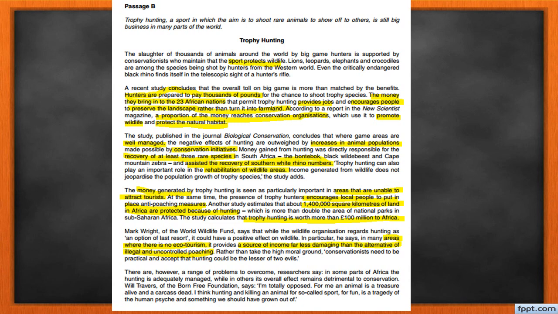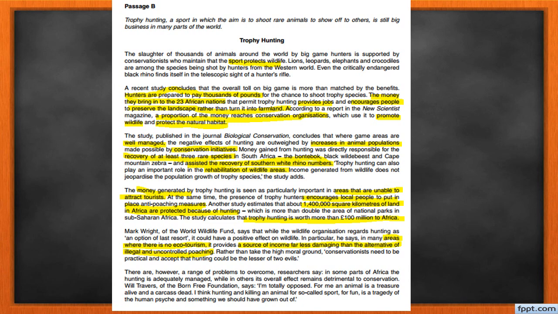So that's going to give me some points to put in. And then also, trophy hunting's worth more than £100 million to Africa. So that's got to be something. I might not give the details of the name of this person or the background to it, because that's not absolutely fundamental to telling me the advantages of. But what does he say?